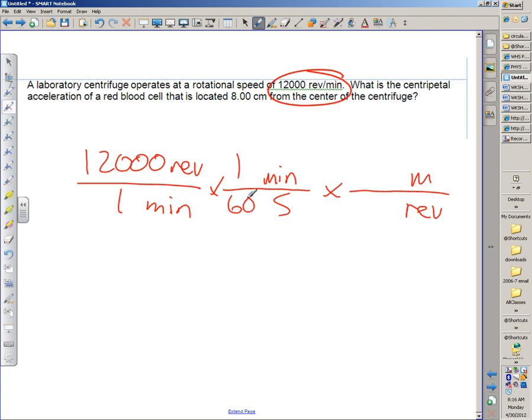That, and then the circumference being the distance of one revolution. So if I give you a speed in revolutions per minute, you've got to make sure we convert that into meters per second.